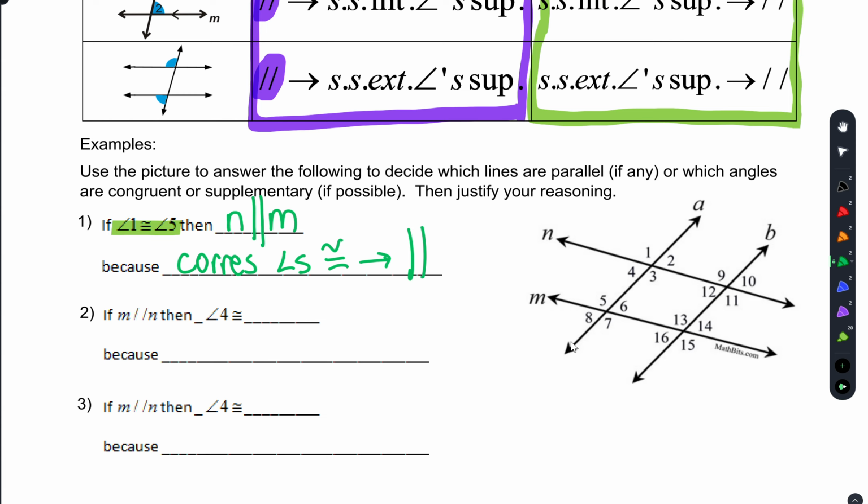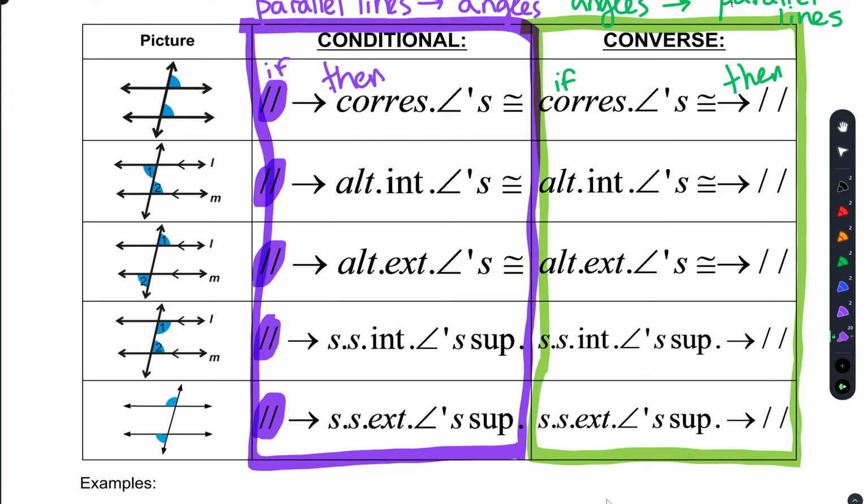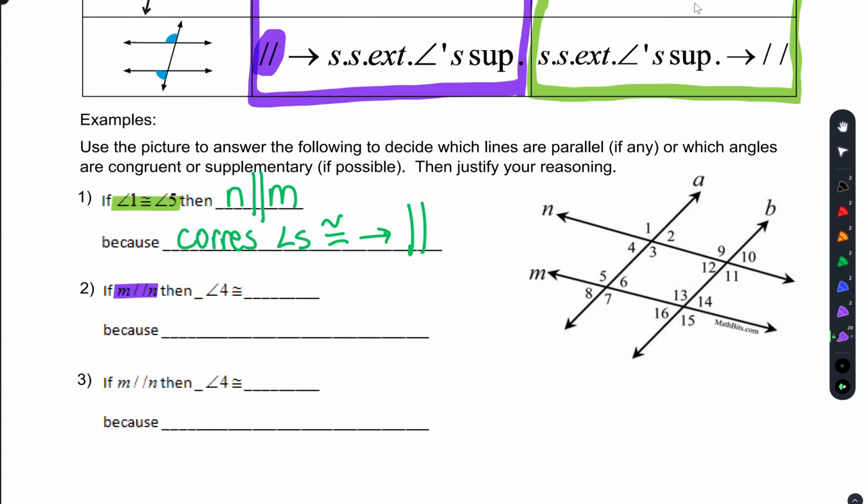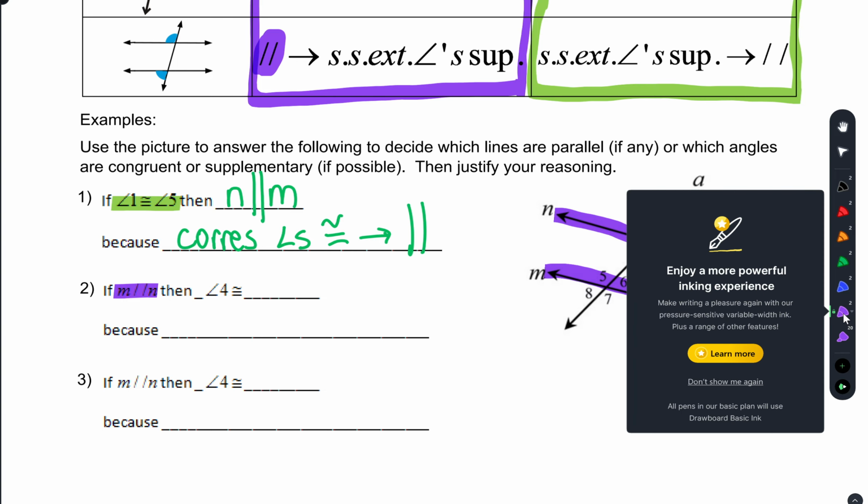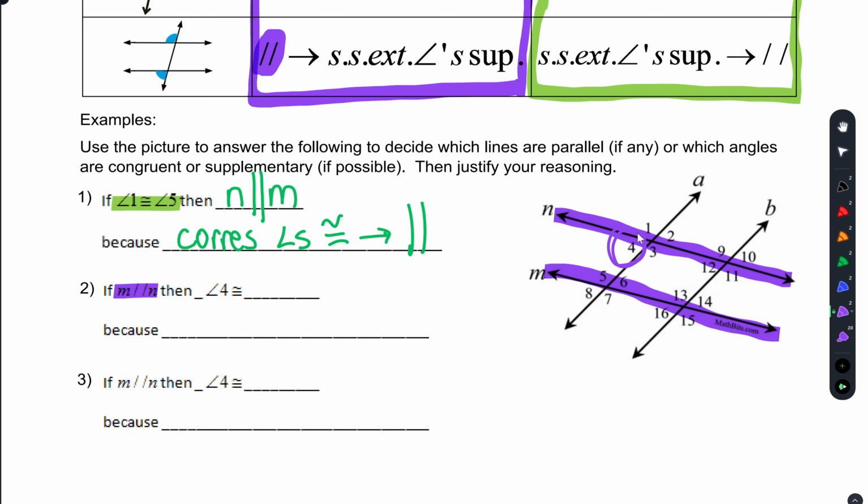Number 2 says, if M is parallel to N, then 4 is congruent to blank because blank. So this is the same question in 2 and 3, which maybe hints that there's more than one correct answer. Hint, hint. So I'm starting with M parallel to N. That is my original conditional. I have the parallel lines. What can I say about the angles? So let's look for M and N. And then I'm going to also circle angle 4.